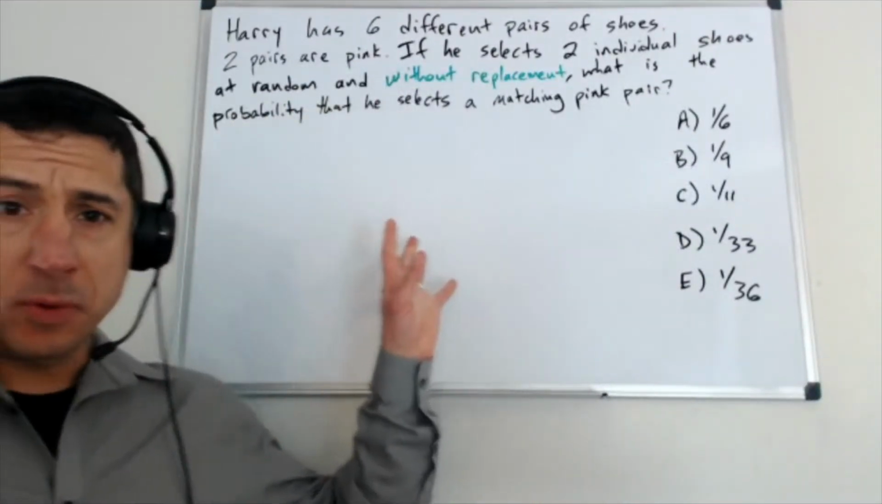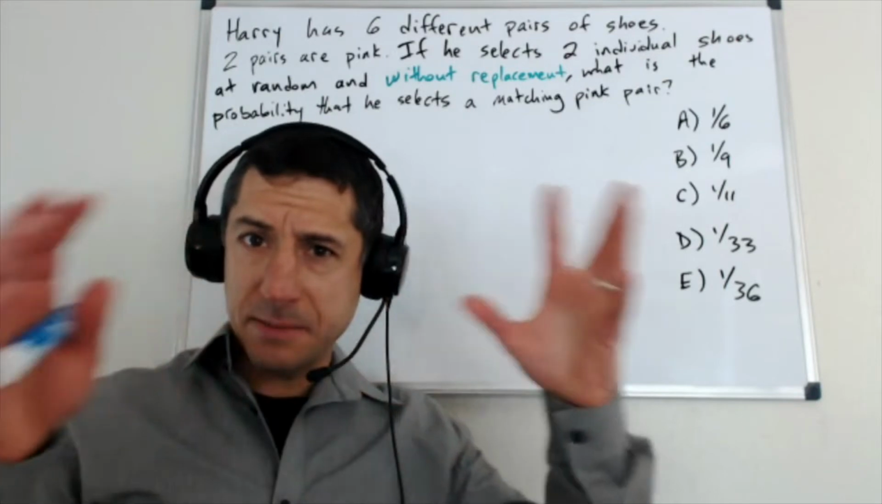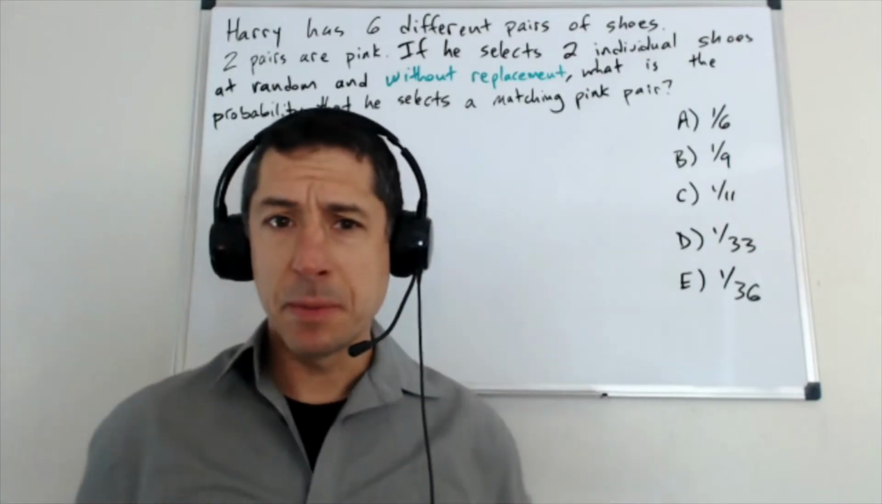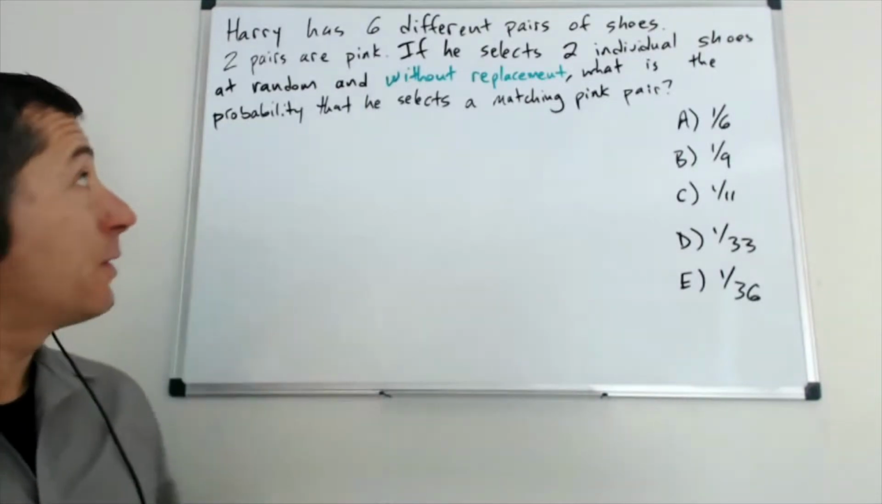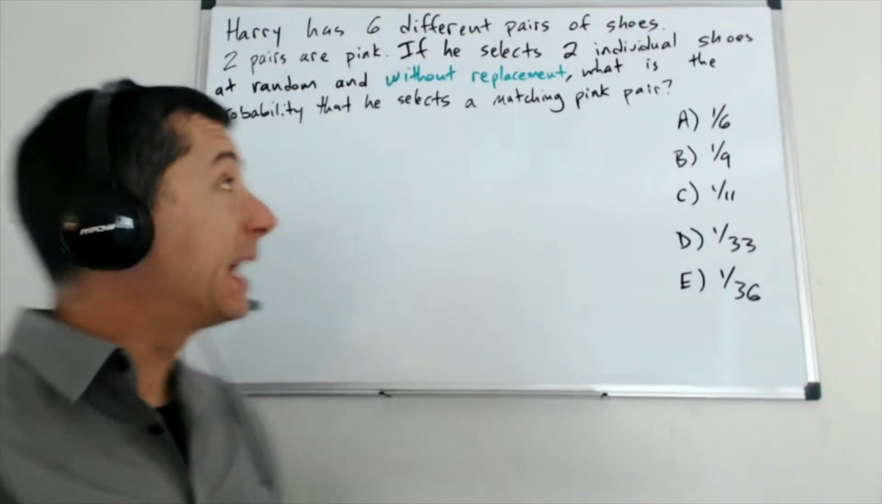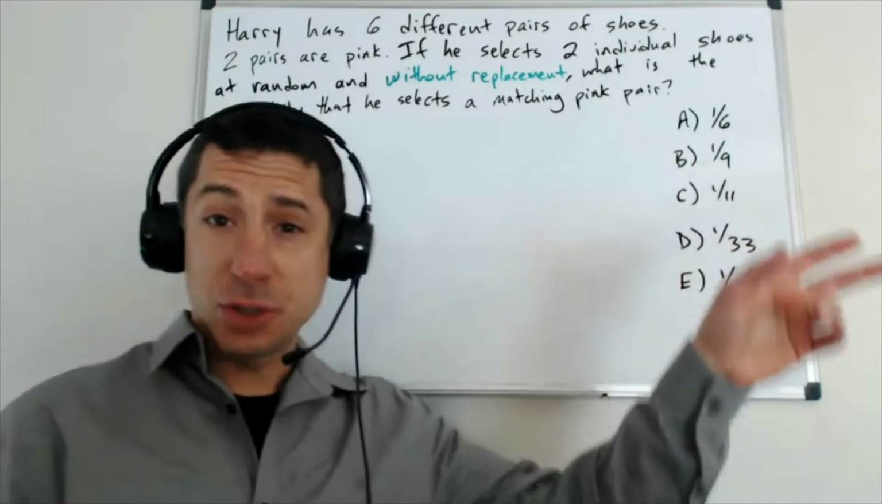All right, nice little warm-up question here with a bunch of different components, just trying to pull apart that word soup you sometimes see in probability questions, but nothing super technical here at all. Got a guy named Harry, 6 different pairs of shoes. 2 of those pairs are pink, and he's going to select 2 individual shoes at random.